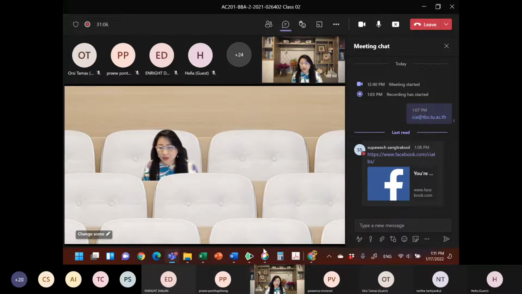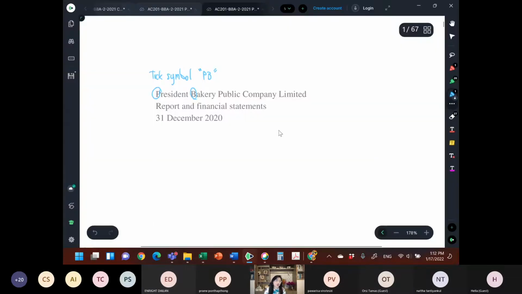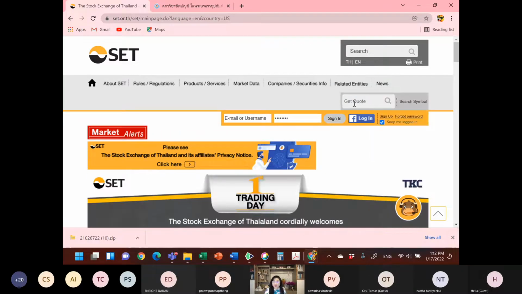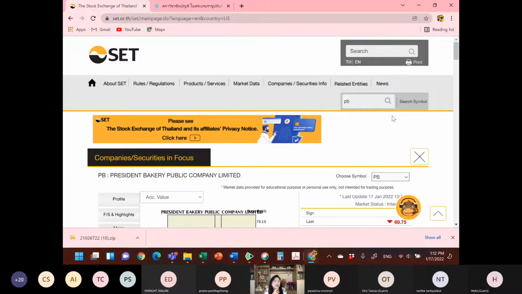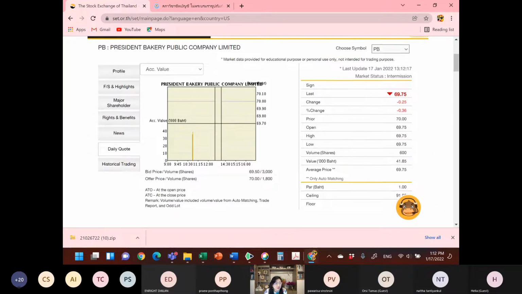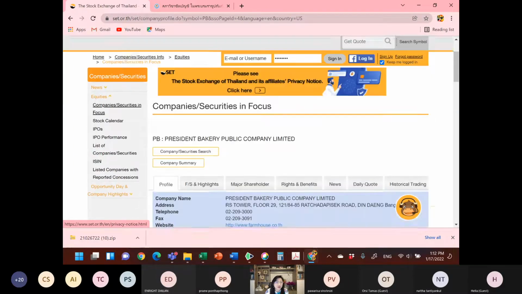All right. So let's take a look at this PB, which is the tick symbol for President Bakery. If you go to the Stock Exchange of Thailand website, the SET website, then you type in PB here and click on enter. You will then get the information related to President Bakery Public Company Limited. And right now, the share is traded at 69.75. Then let's take a look at the information of this company.